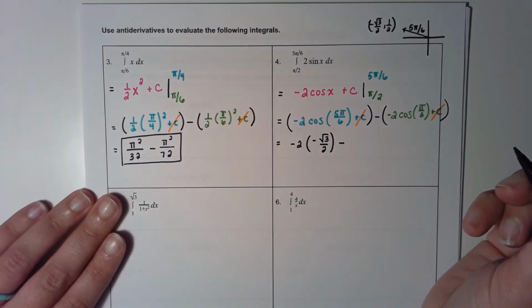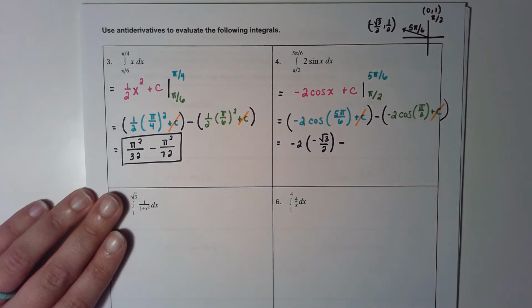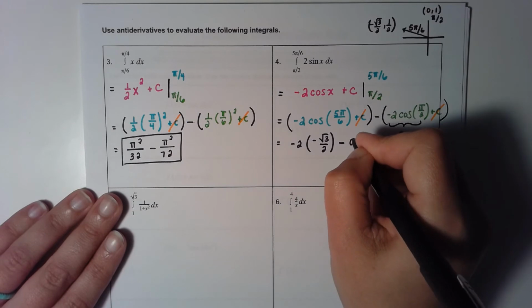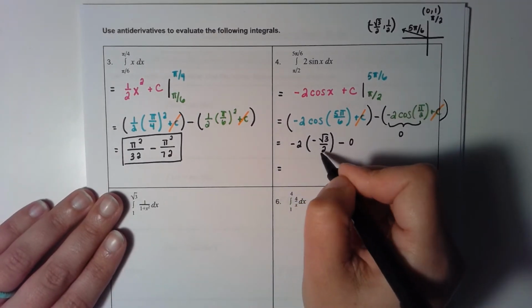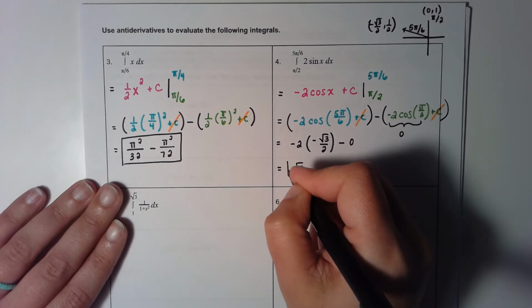minus, now cosine of pi over 2 is right here, which is the point 0, comma 1. Cosine would be 0. So this would evaluate to just 0. Now the 2 and the 2 cancel and 2 negatives make a positive, so my answer would just be root 3.